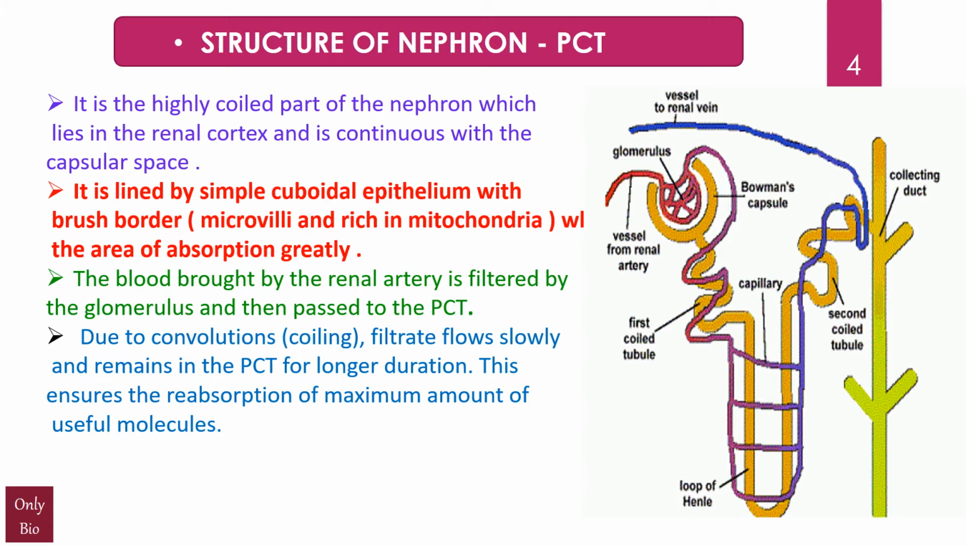Friends, please remember that urine formation occurs in three steps. The first step is ultrafiltration, which occurs in the Malpighian body. Second is selective reabsorption, which occurs in different parts of the renal tubule, but the maximum reabsorption occurs in the PCT. To a small extent, reabsorption occurs in the loop of Henle, and to a small extent in the DCT and the CT. The third step of urine formation is tubular secretion, which occurs only in the DCT.